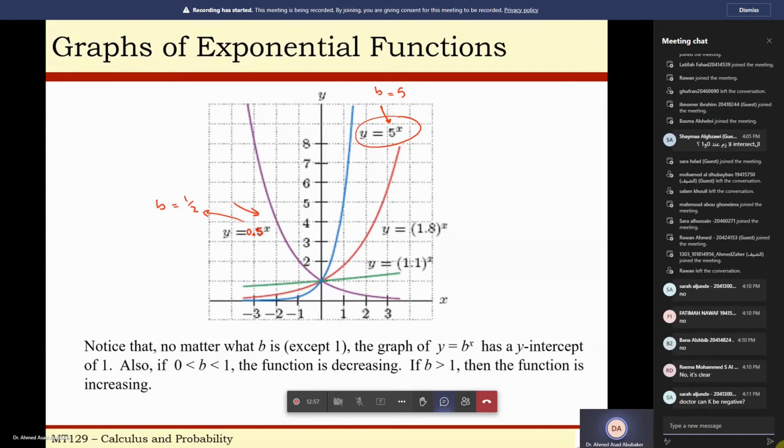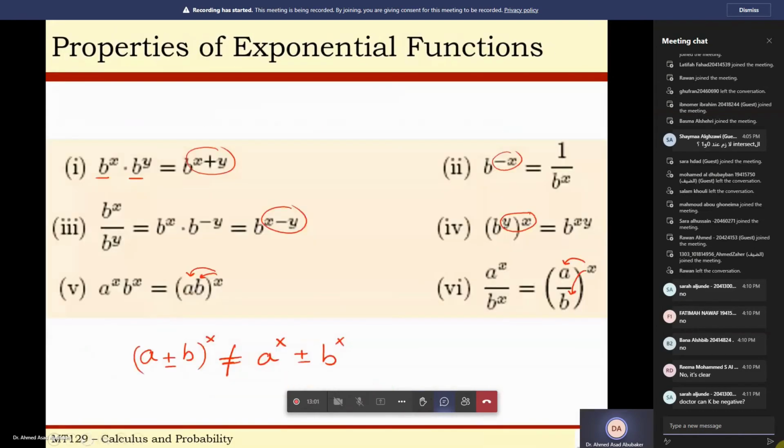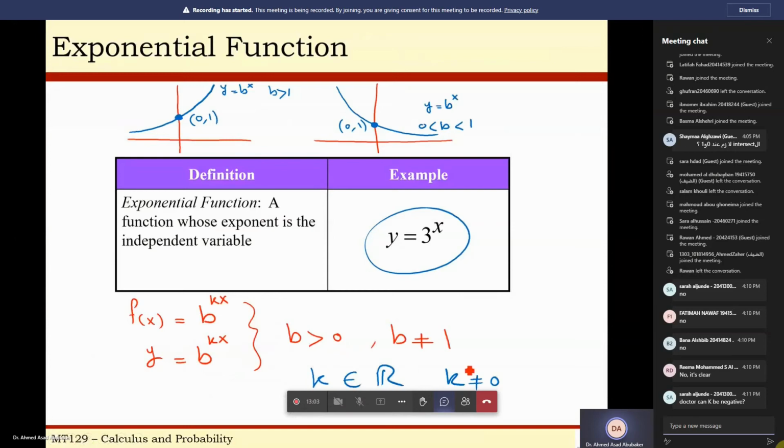So we have a decreasing function. K can be negative, no problem. I mentioned that. Look at K: K can be any real number, but not equal to 0. Okay, yeah, I mean Sarah.